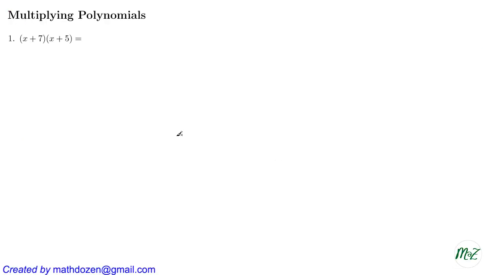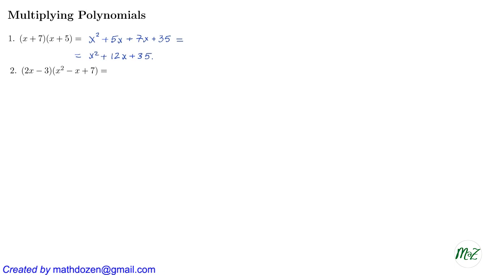Well, let's solve the problems on multiplication of polynomials. For the first polynomial we have x plus 7 multiplied by x plus 5. So we're gonna just FOIL it. First terms give us x squared, outer terms give us 5x, inner terms give us 7x, and then 7 times 5 is 35. Then we combine like terms and end up with x squared plus 12x plus 35.